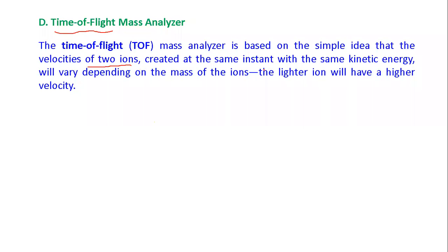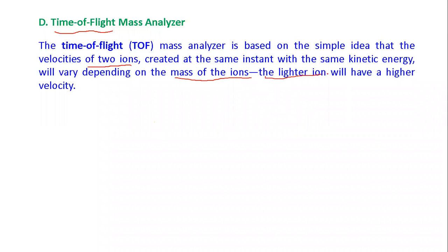Suppose you have two ions created at the same time. They have different M by Z ratios. So with the same kinetic energy, their time of flight will vary depending on the mass of the ion.